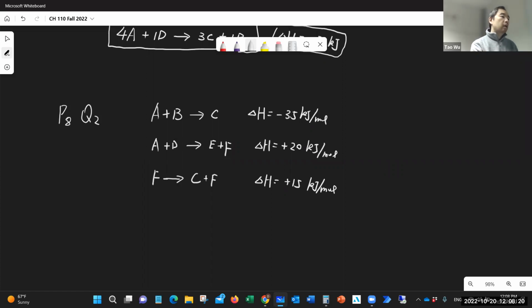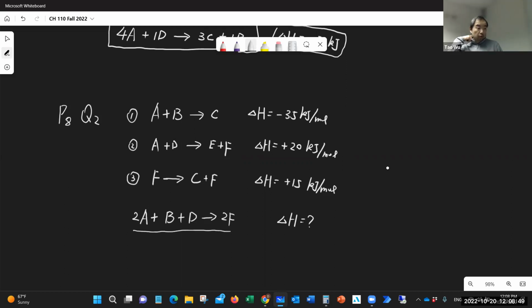Okay, so now we have 3 equations, 1, 2, 3. Now what do we do? The question is asking for the enthalpy of this equation, 2A plus B plus D to form 2F. So what is the enthalpy of this new equation?